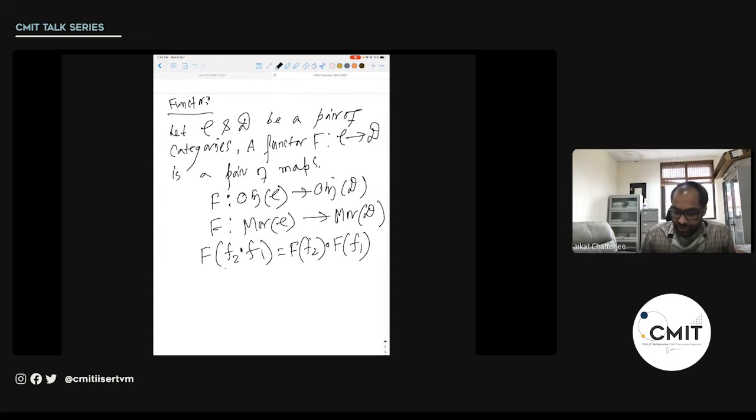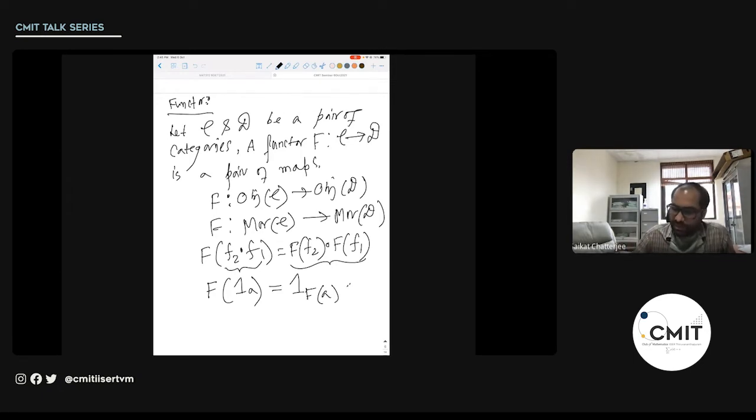That means F of the composition should be the composition of F's. You see here, within the bracket, this composition is happening in the category C, whereas this entire thing is happening in the category D. Since this is in C, F will take this to the category D, and on the identity map, it should satisfy this relation. These are all very natural conditions, as you can see. So this is the notion of a functor.